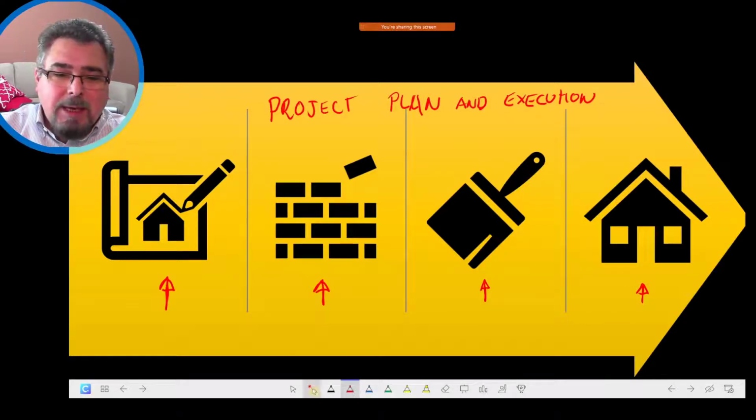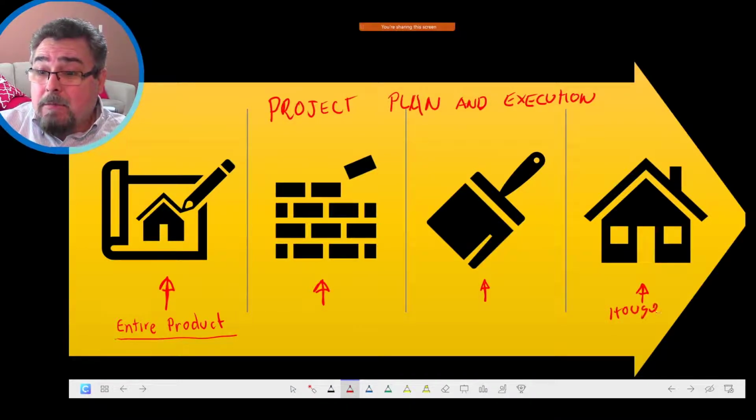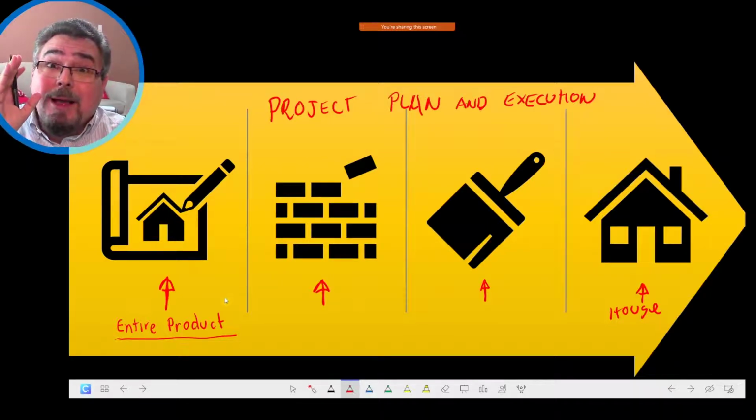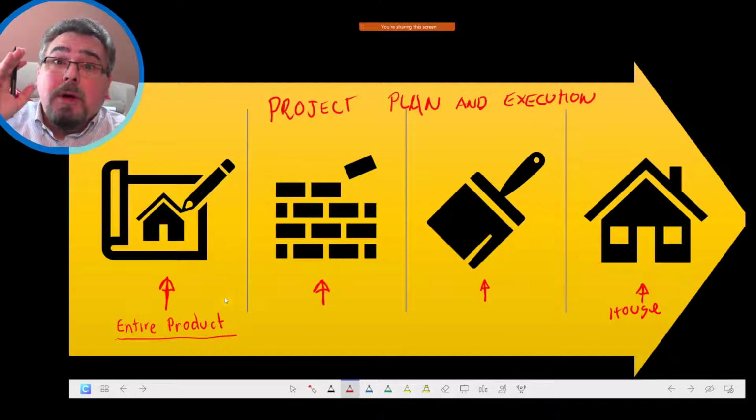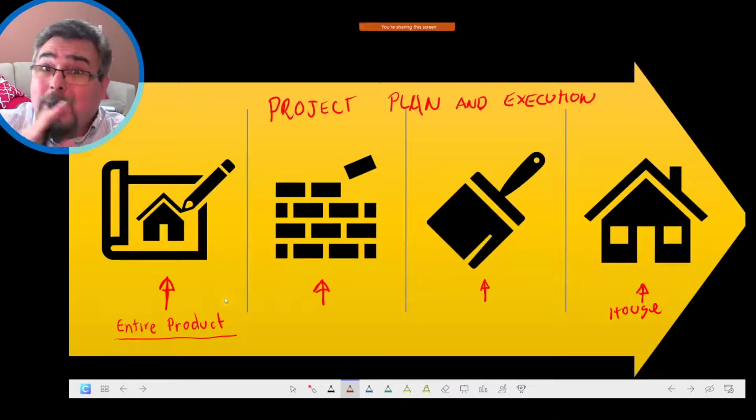It's important to understand that in that type of project, we plan for the entire product that is delivered by the project. So what is the product? The product is the house. So we plan for the entire house. So the planning is to build the entire house. We analyze, schedule, assign resources, and estimate the budget for the entire house. We lay down a schedule with all the activities to build the entire house.